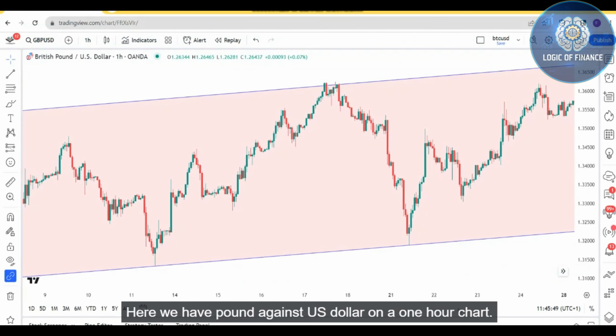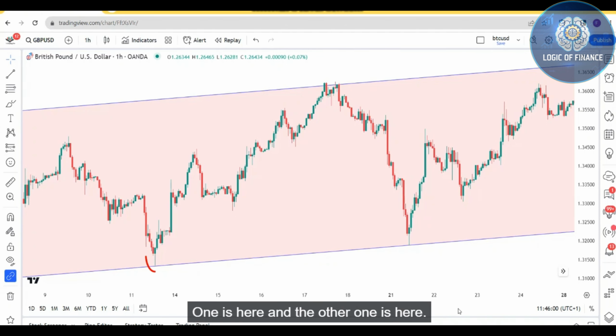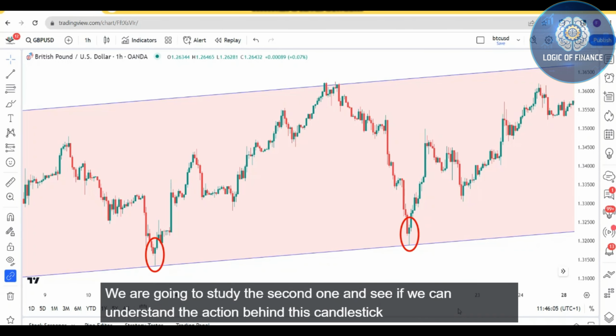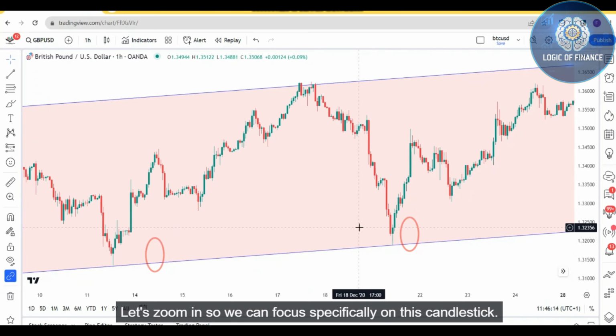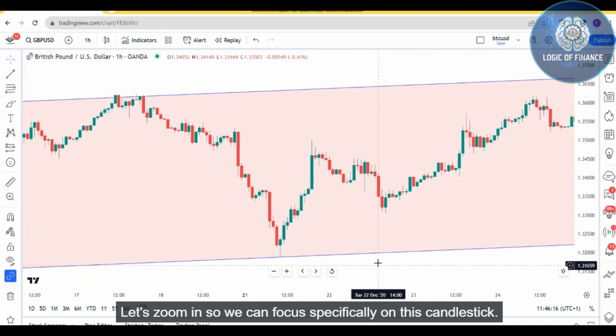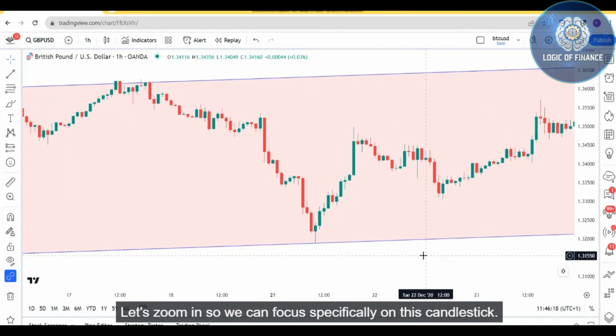Here we have pound against US dollar on a 1 hour chart, and this is a chart we have analyzed in a previous lecture. There are two very powerful hammers on this chart. One is here and the other one is here. We're going to study the second one and see if we can understand the action behind this candlestick and eventually open a long position. Let's zoom in so we can focus specifically on this candlestick.